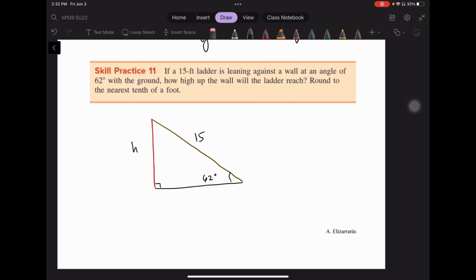What I have here is an angle, an opposite, and a hypotenuse. And the trigonometric ratio that connects opposite and hypotenuse is sine, or cosecant, but we're not going to be doing that. The sine of 62 degrees is equal to h over 15. Multiplying by 15, we get 15 sine 62 degrees equals the height, which is 13.2 feet. And there you go. That's it for this section.